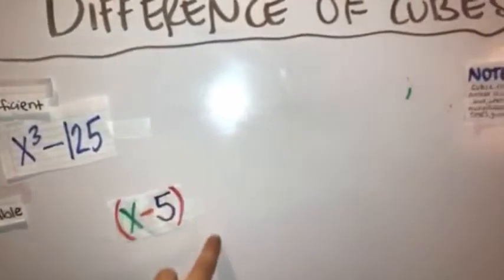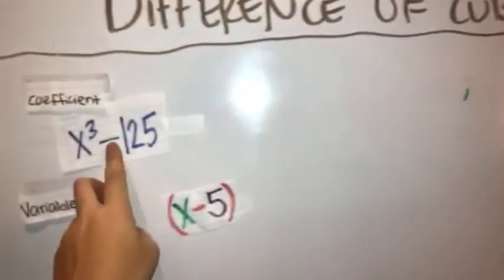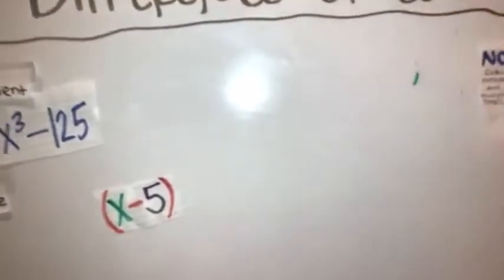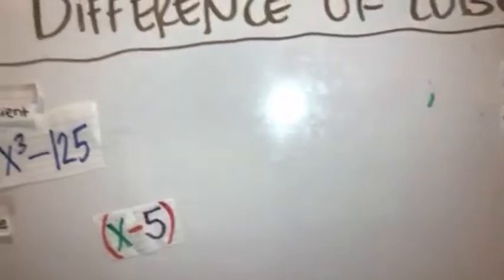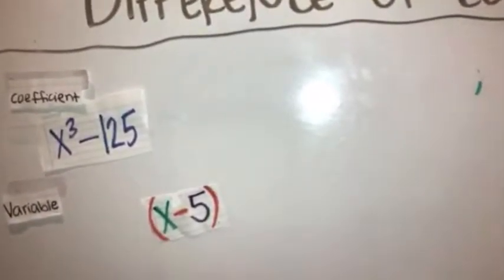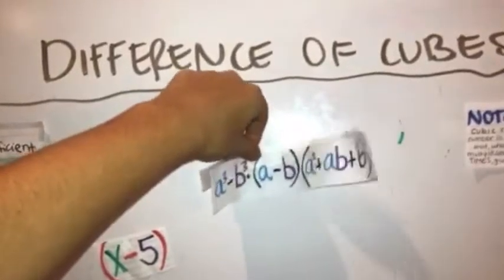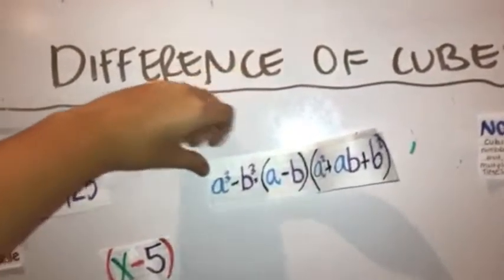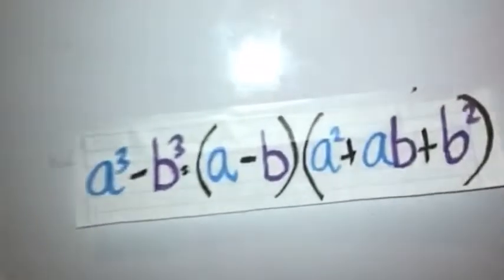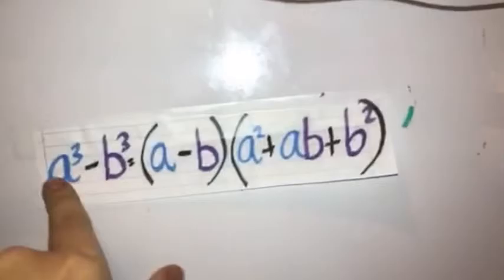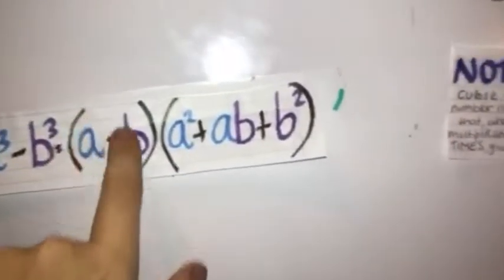Next, for the first parentheses, you copy the sign from the original binomial, which in this case will be negative. Then, for the second parentheses, you will be creating a trinomial. Again, remember your signs. In this case, we are working with a negative in the original problem, since we are working with difference of cubes.